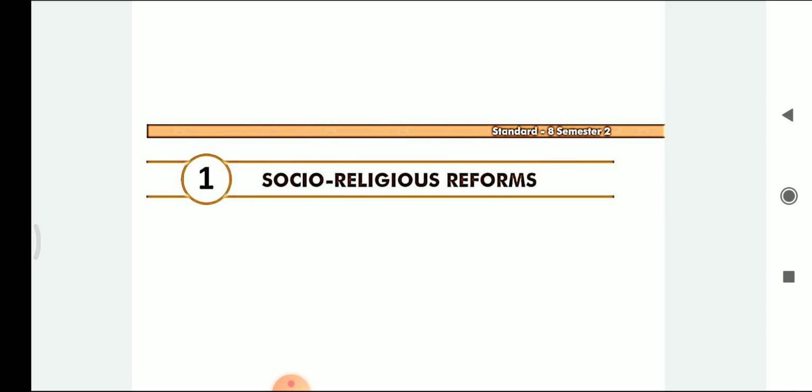Jyotiba Phule was the well-known social reformer of Maharashtra. In 1857, he started schools in Pune for girls. To inculcate confidence, courage and enthusiasm in people, he established Satyashodhak Samaj.